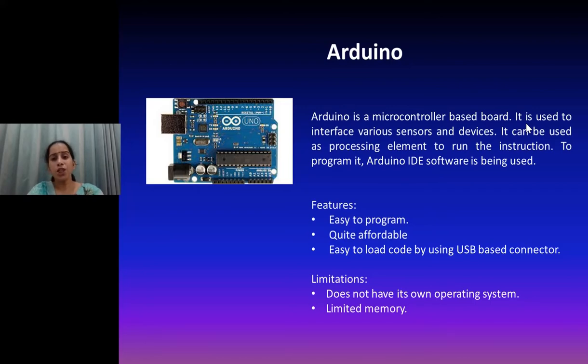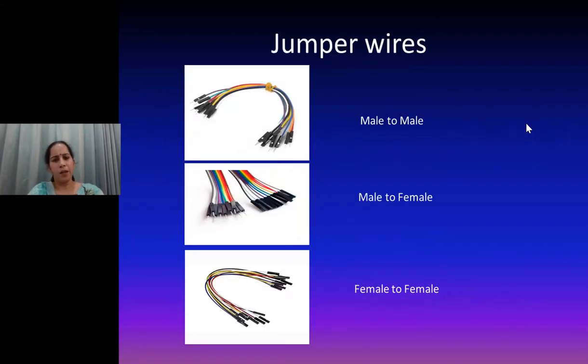But the limitations with Arduino are that it does not have its own operating system, and it has limited memory. So for beginners it's convenient to use Arduino for two main reasons. One, it is cheap. Secondly, it is very easy to program. That's why I have picked this board. Then we need wires to connect different components. Generally, wires are male to male, male to female, and female to female.